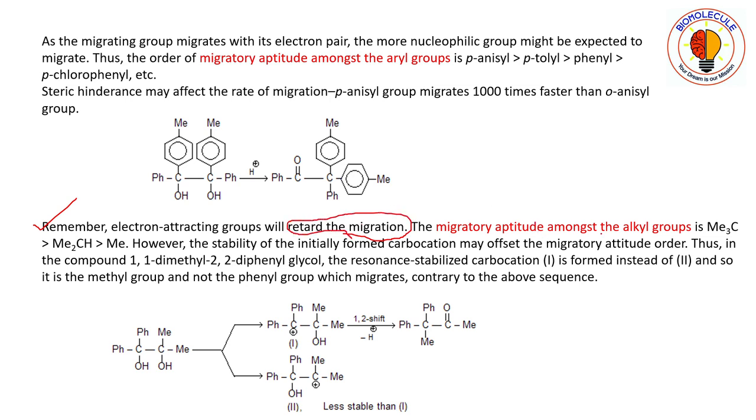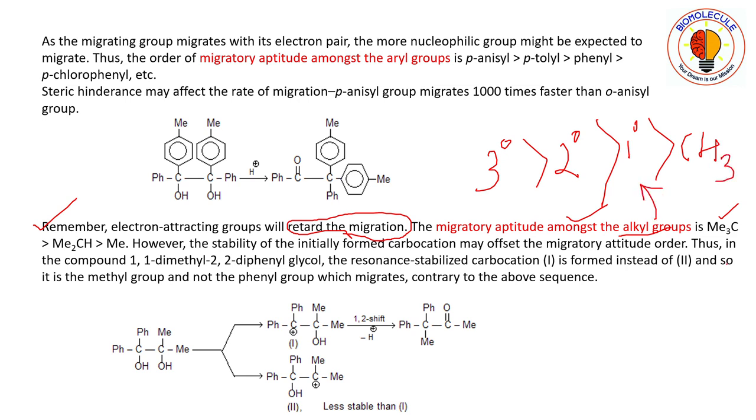So now moving on to the alkyl groups, the migratory aptitude among the alkyl groups is tertiary alkyl, then secondary alkyl, then primary alkyl. However, the stability of the initially formed carbocation may offset the migratory aptitude order. So migratory aptitude amongst alkyl groups is tertiary alkyl, then secondary alkyl, then primary alkyl, and then methyl. This is the migratory aptitude of alkyl groups.